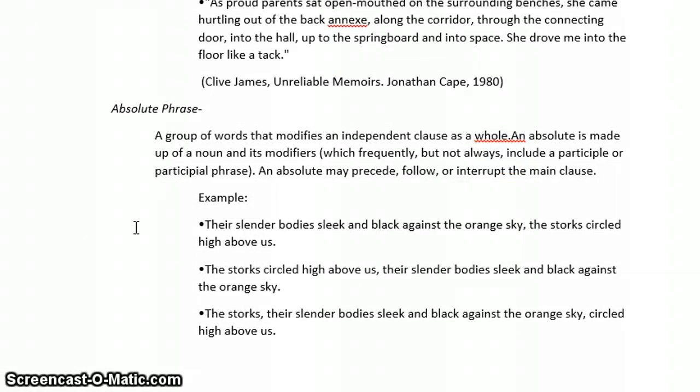The absolute phrase is a group of words that modifies an independent clause as a whole. An absolute is made up of the noun and the modifiers, which often include a participle or participial phrase. An absolute can precede, follow, or interrupt the main clause. Once again, our rules with commas apply the same. We would set it off with a comma if it's before, between it and the main clause. If it comes in the middle, we'll set it off with two commas. If it comes after, we'll set it off with a comma.